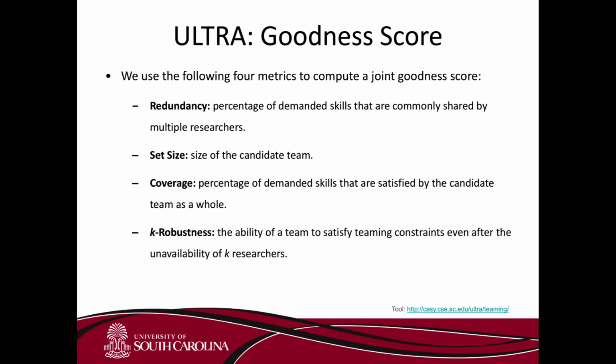We use 4 metrics to measure the quality of each candidate team and compute an overall goodness score using them. The first metric is redundancy, which is defined as the percentage of proposal-required skills that are commonly shared by multiple researchers. The second metric is set size, which is defined as the number of members in each candidate team. The third metric is coverage, which is defined as the percentage of proposal-required skills that are satisfied by a candidate team as a whole. The fourth and final metric is K robustness, which denotes a team's reliability should any of K researchers become unavailable at any given time.